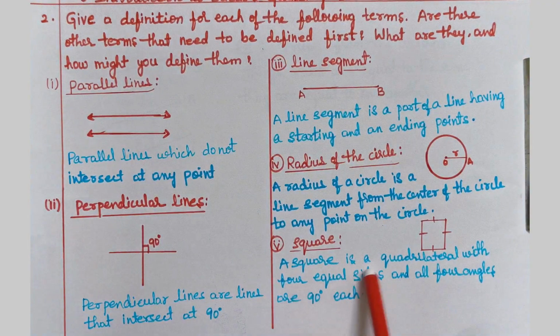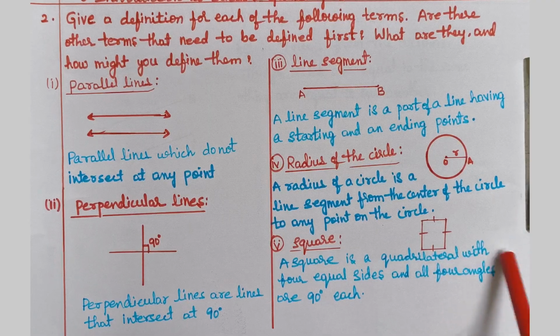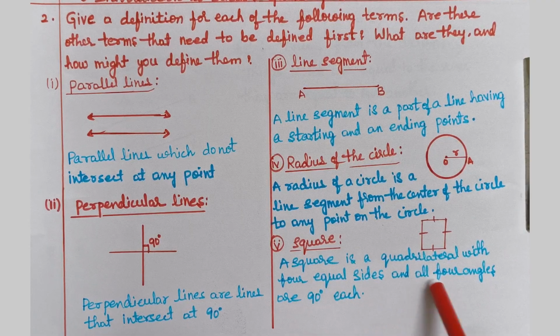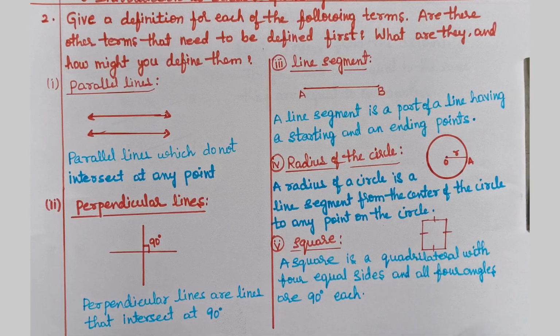Now you can write here: a square is a quadrilateral. Quadrilateral means a four-sided figure with 4 equal sides and 4 angles each 90 degrees. So it is a four-sided figure, so it is a quadrilateral, and all sides are equal. Each angle is 90 degrees.